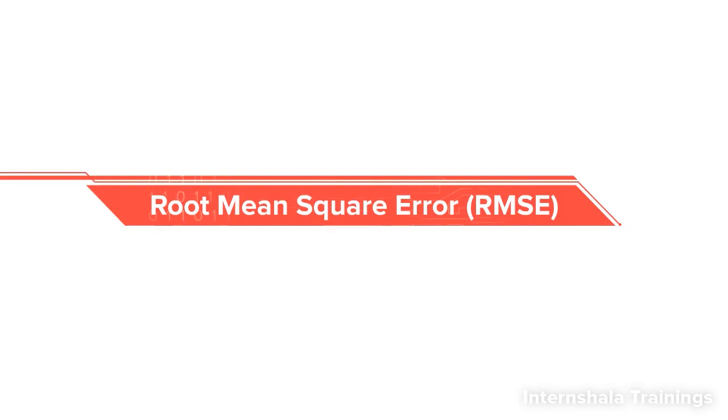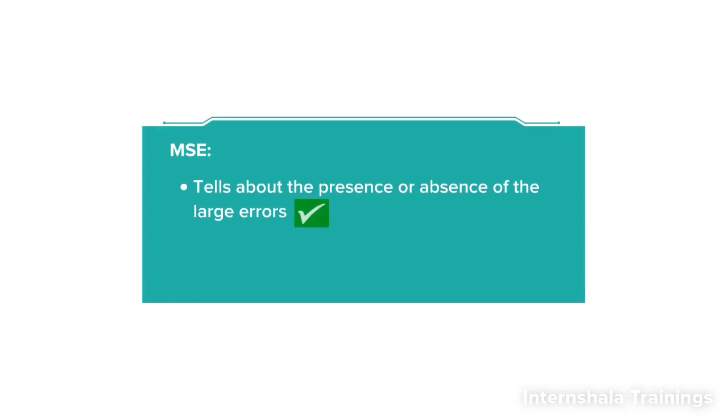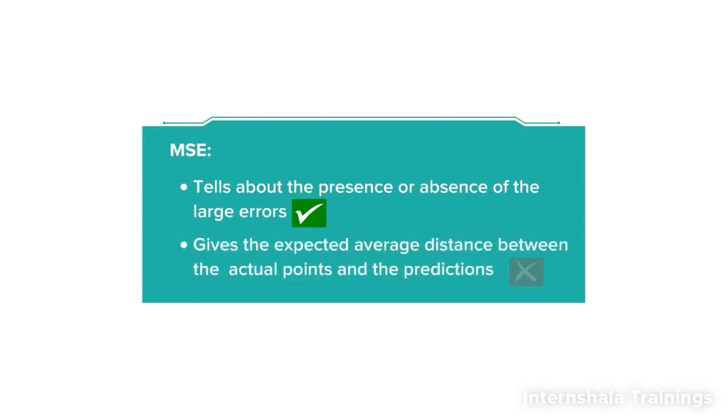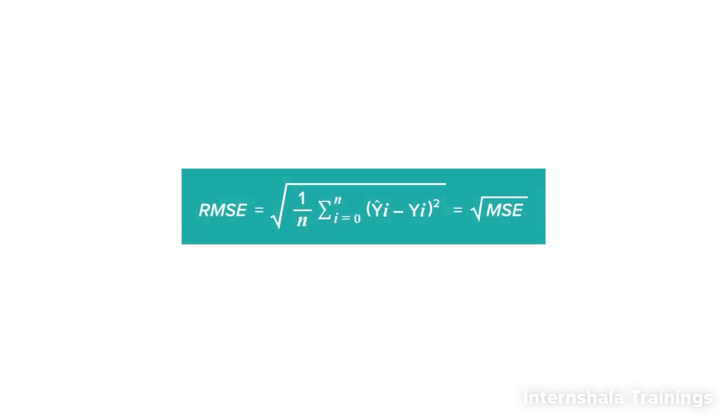Now we will move on to the next metric, that is RMSE. Although MSE does tell us about the presence or absence of large errors in the model, it fails to give the expected average distance between the actual points and the predictions, as we saw in mean absolute error. To find a middle ground between the interpretation of distance of the actual point with respect to the predicted point and penalizing the larger errors, we will now look at the root mean square error, or the RMSE. The formula for RMSE is as shown on the screen.